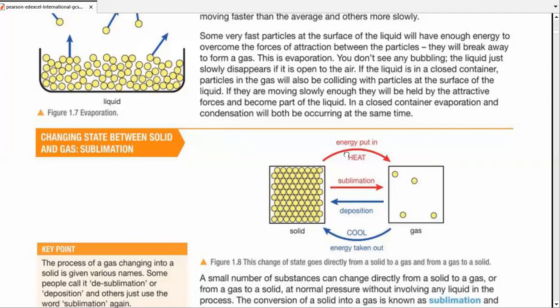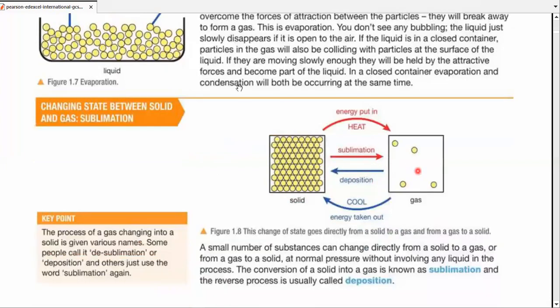Let's move on. The next one we have is sublimation. Sublimation is actually a conversion of solid directly into a gas. This doesn't apply to every substance on the planet. This actually applies to very few substances. They convert from solid directly into gas, and from gas directly into solid, and they bypass the liquid state every time. This is sublimation, and the reverse process is actually deposition.